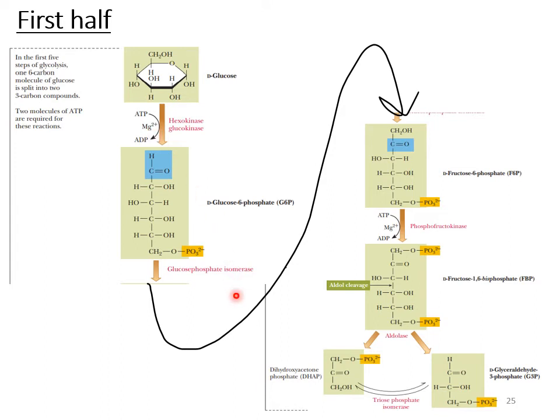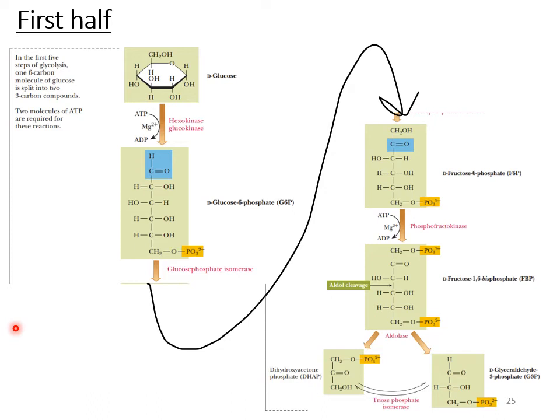You'll notice that for this first half of the reaction, it's mentioned over here that 2 molecules of ATP are required for these reactions to occur. So this is the part where you will be putting in energy to eventually make energy later on.